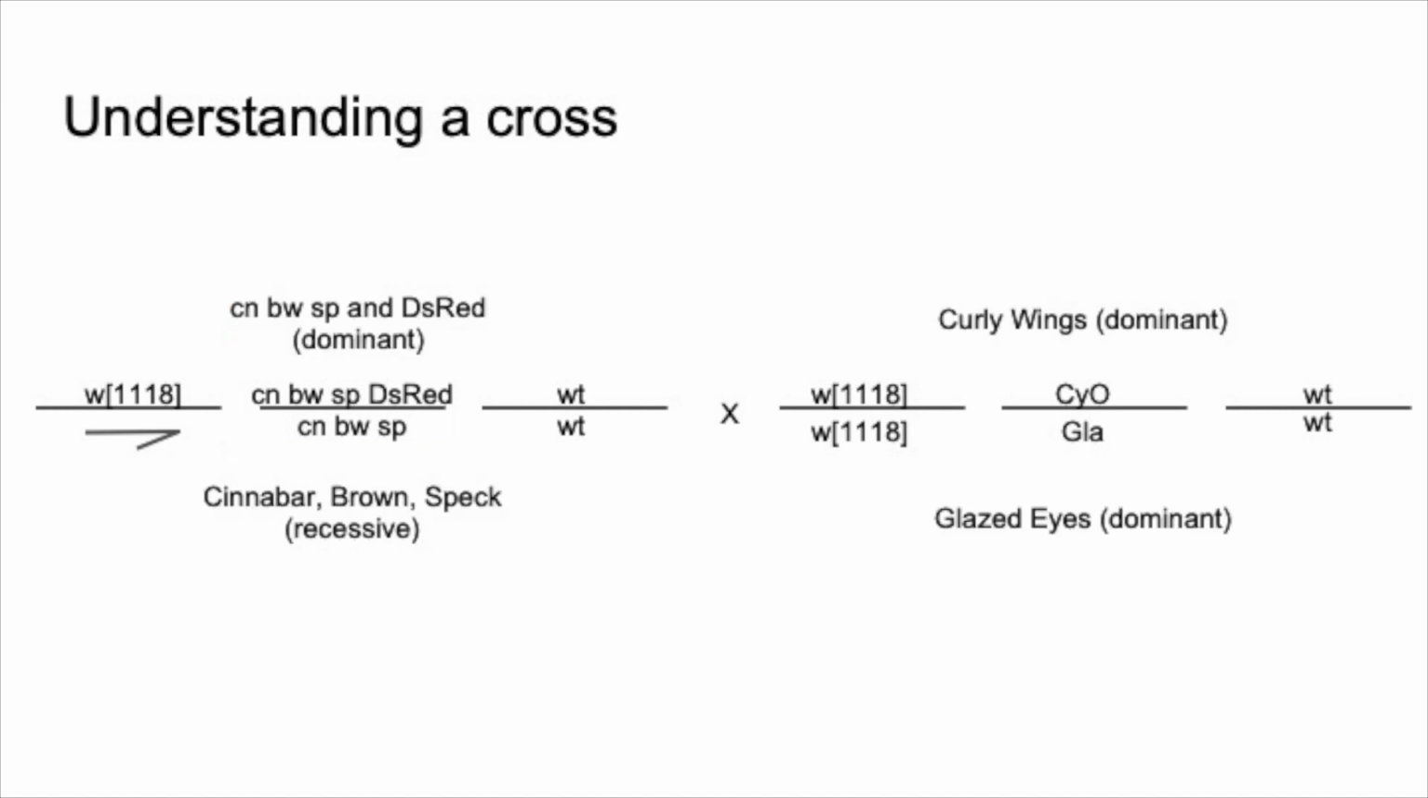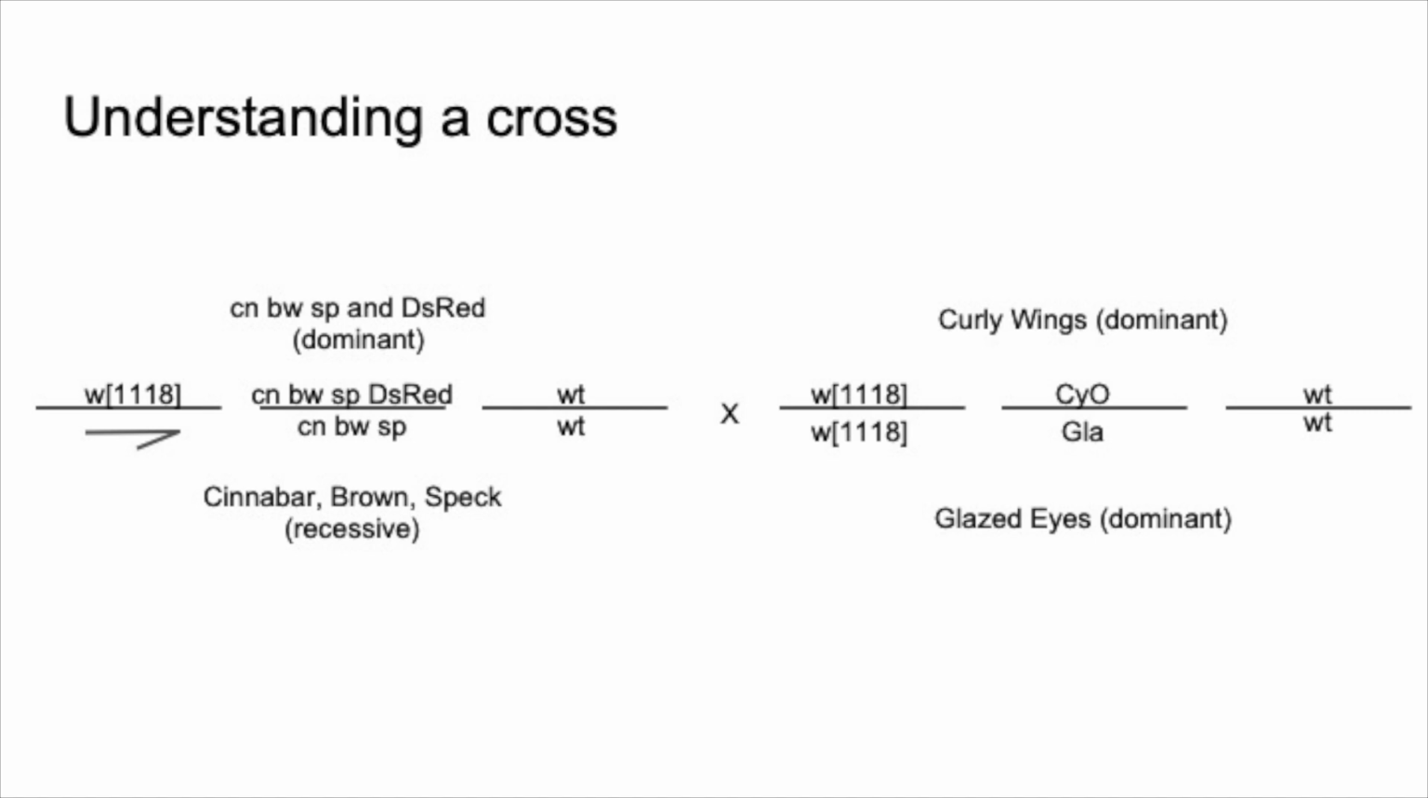cn and bw stand for cinnabar and brown, which are both eye color mutations. Cinnabar and brown are both recessive, so if you are homozygous for them, it will change the color of your eye. Cinnabar causes the eye to be dark red as opposed to the standard bright red, whereas brown causes the eye to be predictably brown. Since cinnabar and brown each knock out separate pigments in the eye color pathway, a fly that is homozygous for both cinnabar and brown will have completely white eyes since both of the pigments that make up the color of its eyes are knocked out.